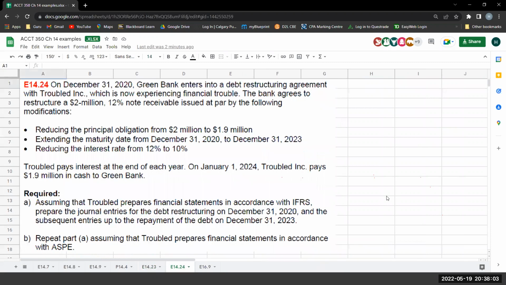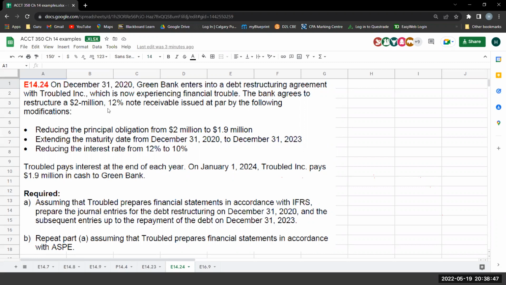Anyhow, coming back to 1424, that's another example here. You do see a restructuring take place. So Green Bank enters into a debt restructuring agreement with Troubled Inc., which is now experiencing financial trouble. The bank and December 31st, 2020. How prescient is that, right? December 31st, 2020. That would have been a time when the impact of COVID, especially if the company had not been a beneficiary of the federal government's largesse in terms of wage subsidies and so on, many businesses did go under. So they're experiencing financial trouble.